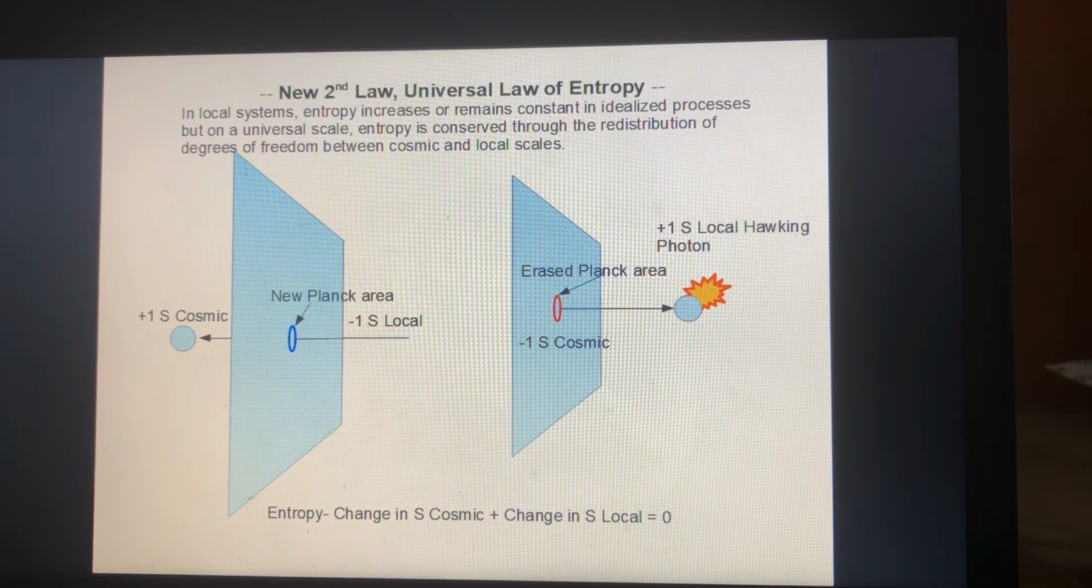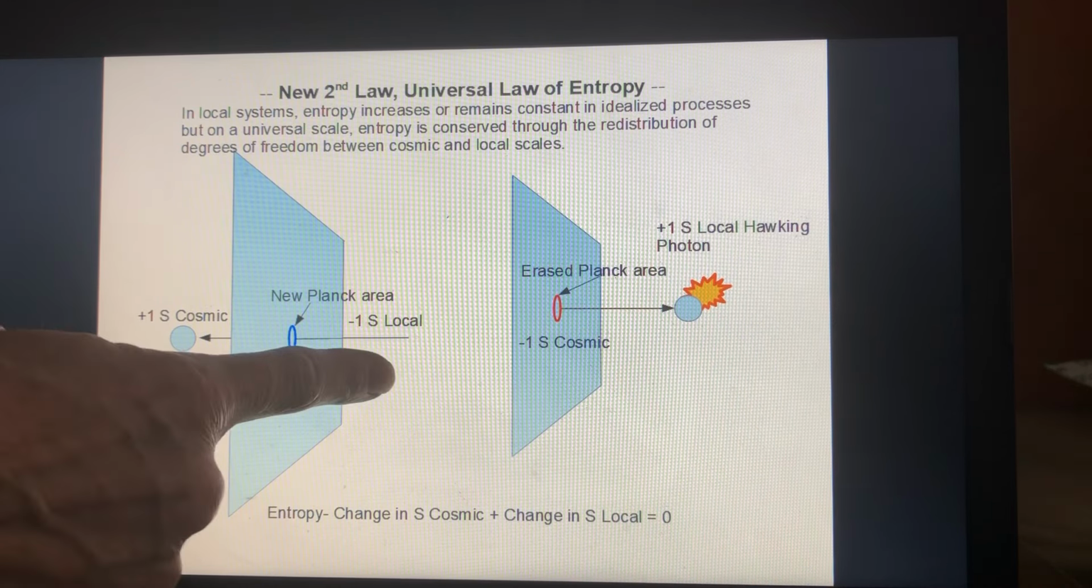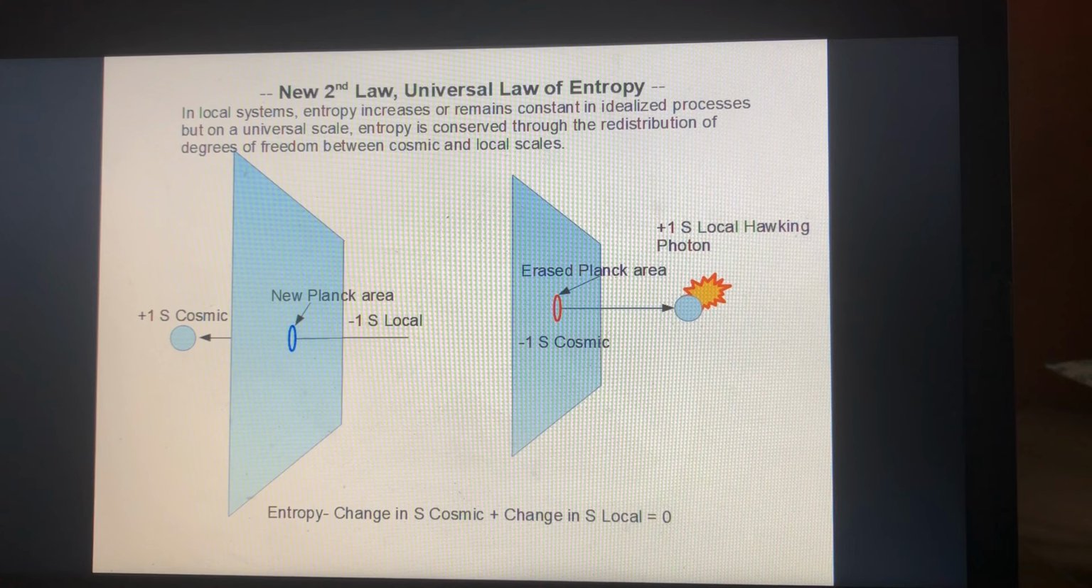And we're going to do this by deletion and addition of degrees of freedom. And what it all comes down to is a change in entropy cosmic plus a change in entropy local equals 0. And here we have an example, on the left side, a new particle crosses an event horizon, the cosmic horizon. And therefore the local particles -1, but the cosmic horizon grows by 1 area.